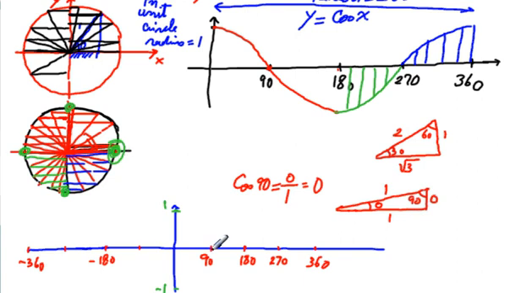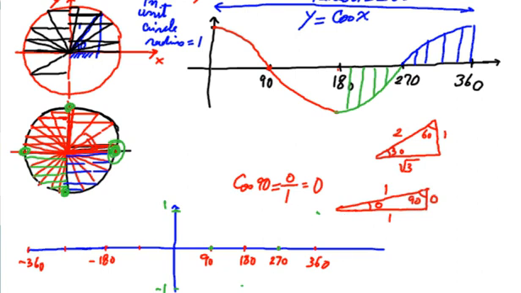So at 90, what am I supposed to see? What would be the cosine? 0. At 180, I hit negative 1. At 270, 0. And at 360, come back to 1.